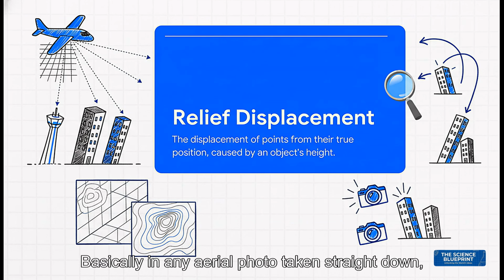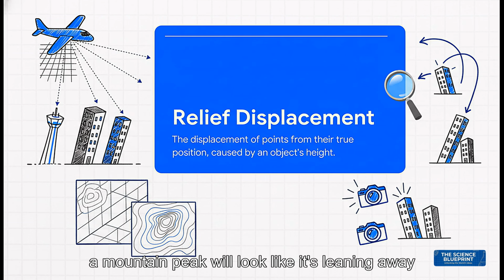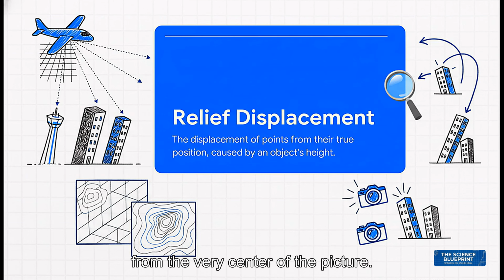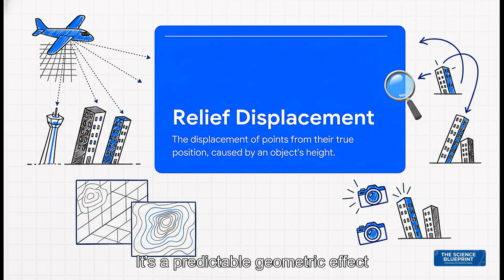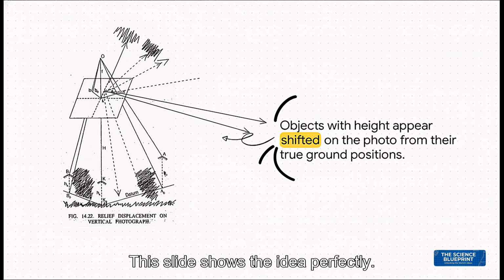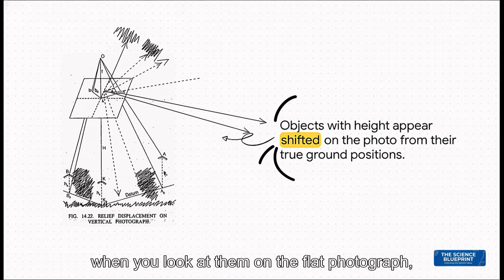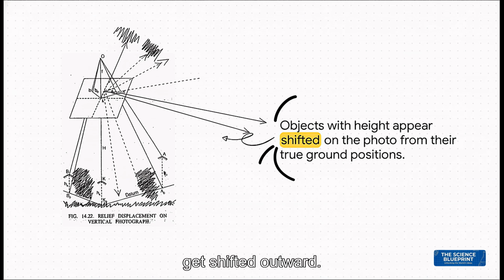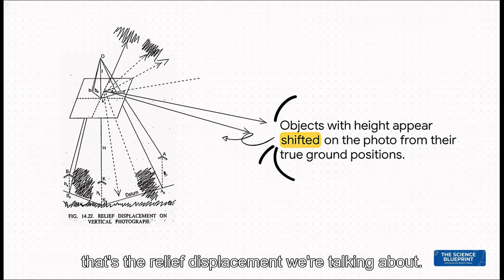Basically, in any aerial photo taken straight down, any object that has height, a tree, a building, a mountain peak, will look like it's leaning away from the very center of the picture. This isn't a mistake or a flaw in the camera, it's a predictable geometric effect. And it's the key to everything. This slide shows the idea perfectly. Look at the real-world points, capital A and capital B, on the ground. Because they're at different heights, when you look at them on the flat photograph, their positions, little a and little b, get shifted outward. That shift, that little bit of movement, that's the relief displacement we're talking about.